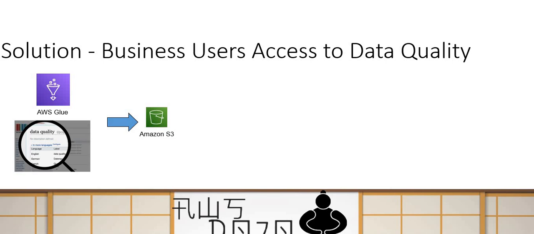That step is optional, but if you want the data to be available to your business users, I recommend that you configure your data quality assessment or evaluation in such a way that your data quality report gets stored into an Amazon S3 bucket. Then you can create a crawler to catalog that data.